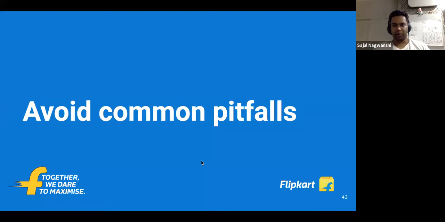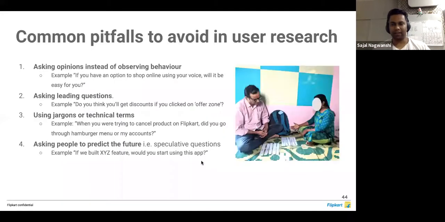Lastly, I'll come to the point on avoiding common pitfalls. So I hope that this small little effort of mine inspired you to conduct your own user research. But if you are planning to go out in the field, here are some points that you can keep in mind.